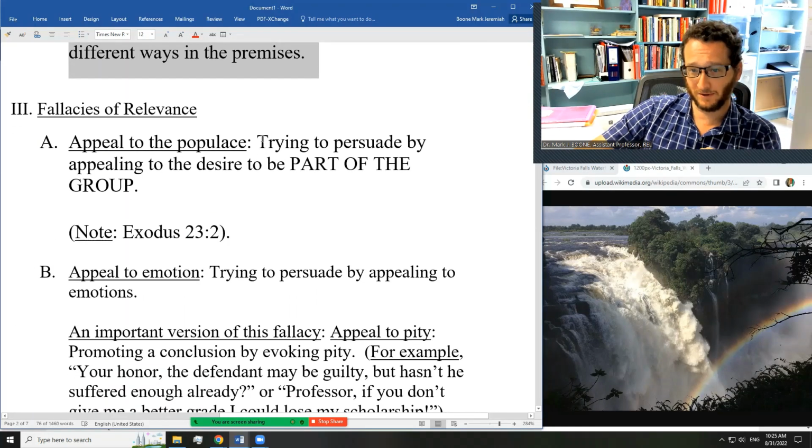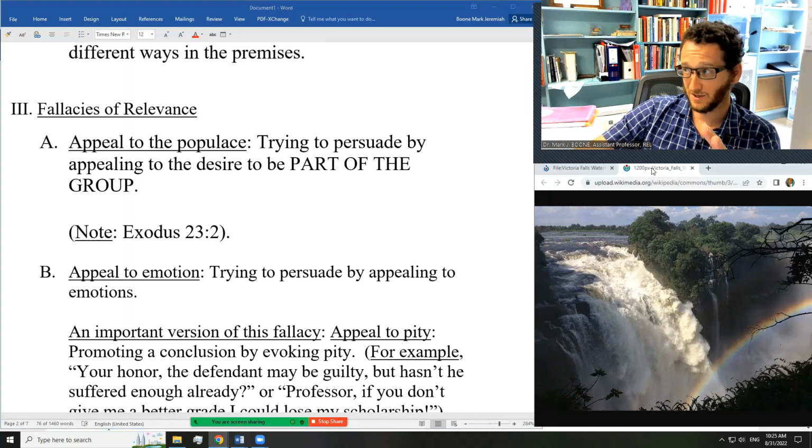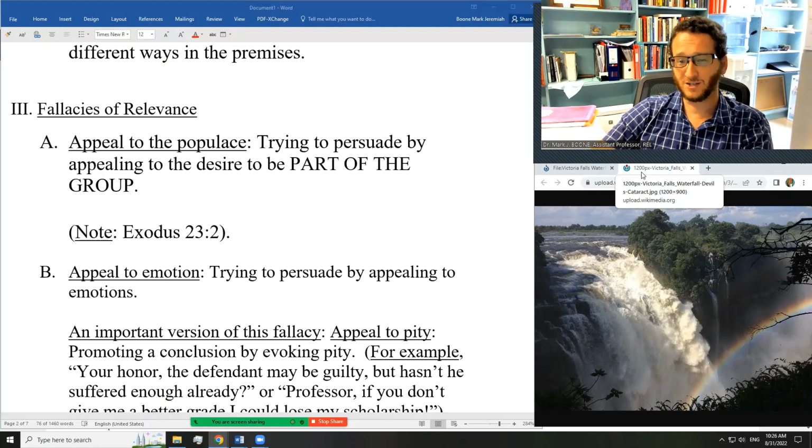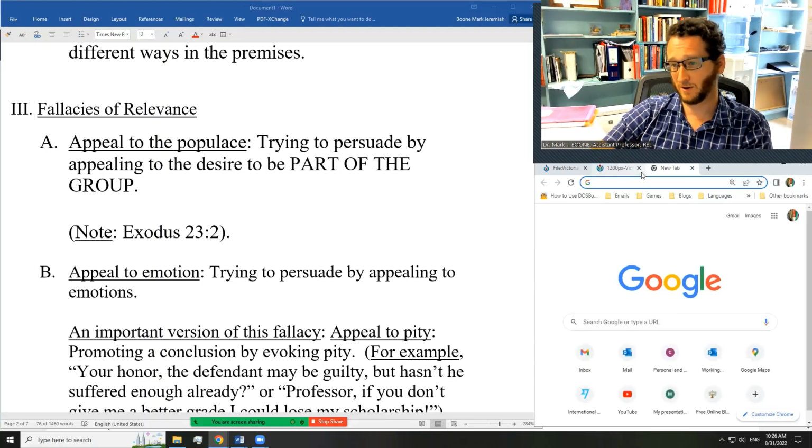First, appeal to the populace or appeal to the people. A lot of these fallacies have Latin names, or a lot of these categories of arguments, these patterns of reasoning that are often used in fallacious ways, have names that were given to them by Latin logicians, and when I have enough presence of mind, I'll mention them. The Latin name for appeal to the populace is ad populum. Appeal to the people, the ad populum fallacy, is trying to persuade by appealing to our desire to be part of the group, or appealing to our desire to just agree with everyone.